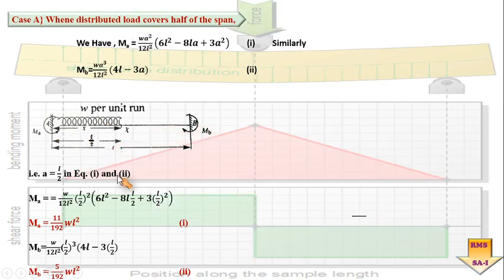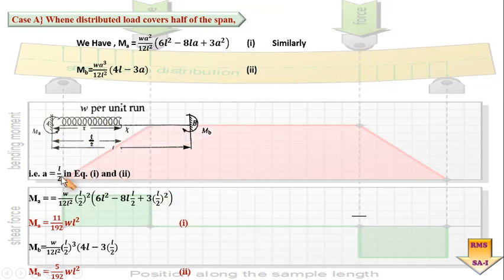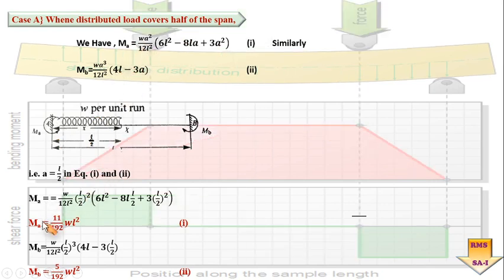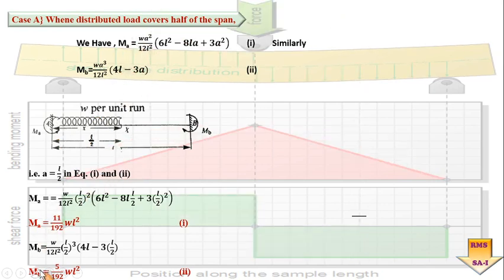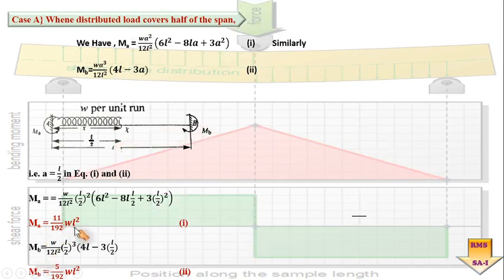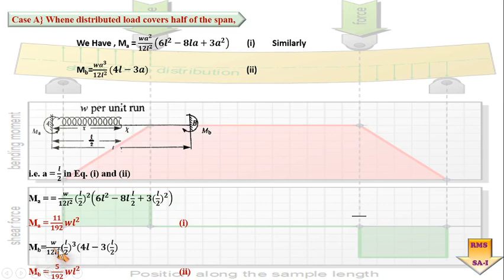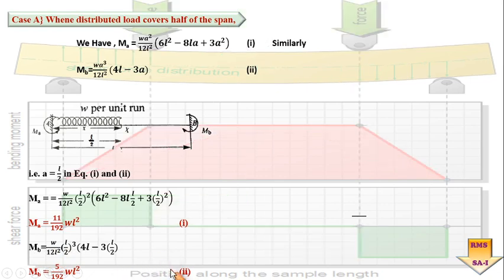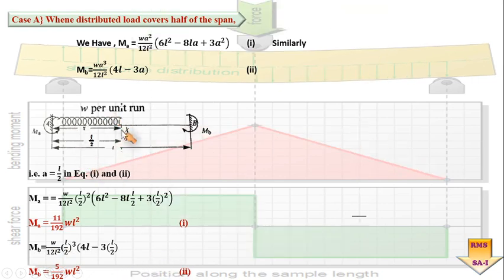So simply substituting the value A is equal to L by 2 in this equation number 1 and 2, you will be getting the fixed end moment at A and at point B, which are MA is equal to 11 by 192 WL square and MB is equal to 5 by 192 WL square. So this is for this particular case.